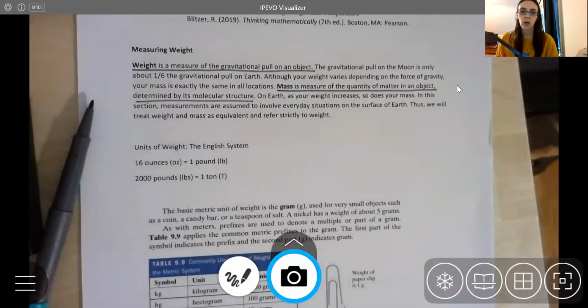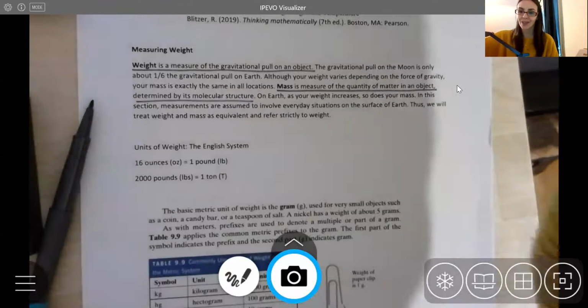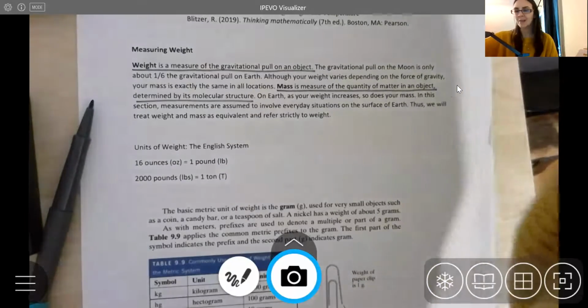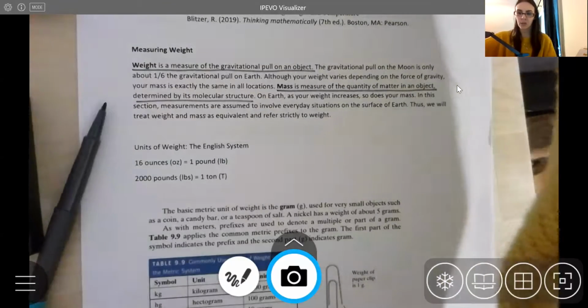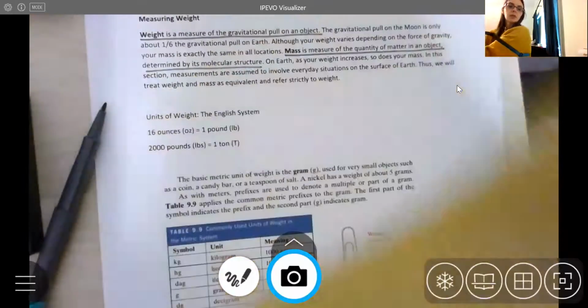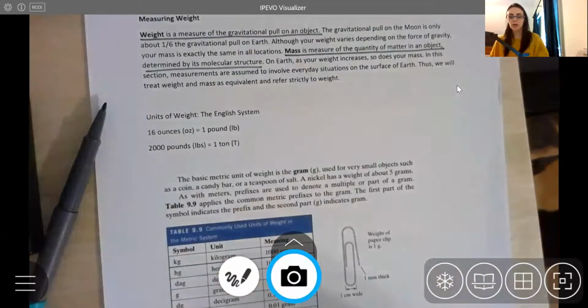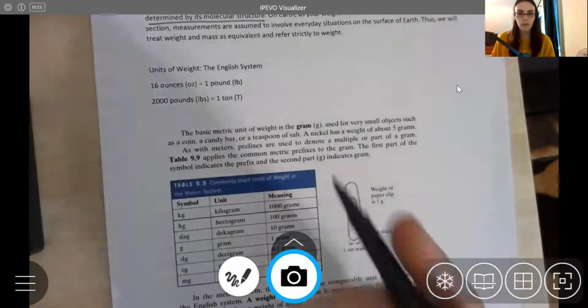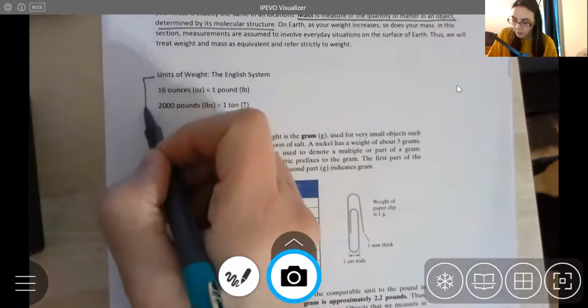So in this section, we're going to assume that measurements involved deal with everything on the surface of Earth. So we're not going to really distinguish here too much between weight and mass. We're going to kind of stay on Earth and treat it as the same thing to make it a little bit simpler. So we're going to treat weight and mass as equivalent and refer strictly to weight in our discussion for the rest of the unit. Now, here's your conversions for weight.